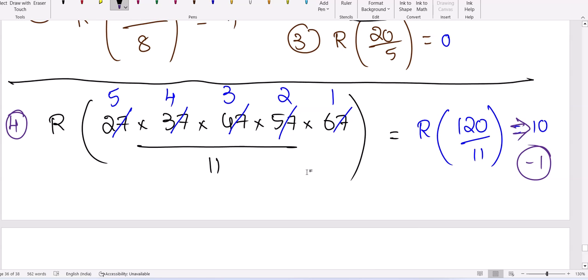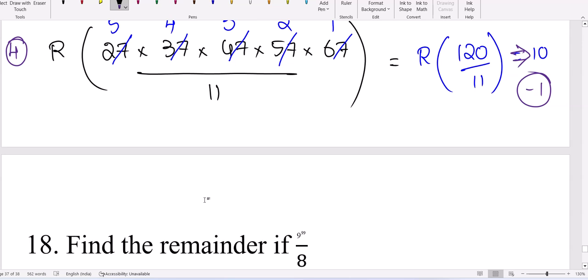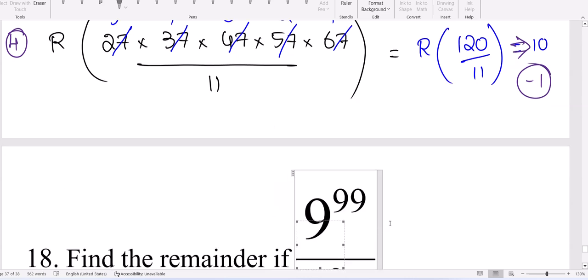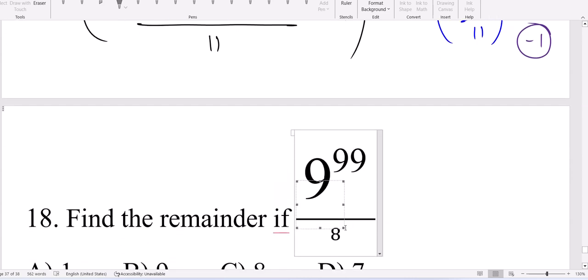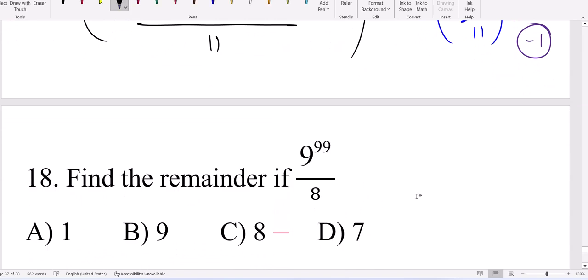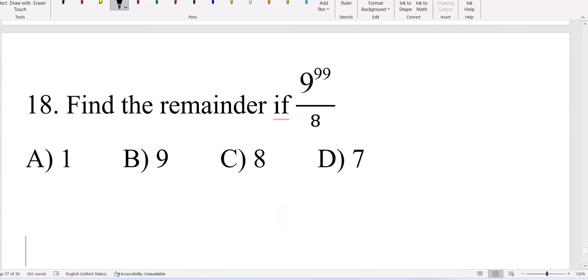Right, so see the next one. Straightforward, we'll go for the questions in our booklet, and see what level they're given. This is all basic, but here this is the question: 9 power 99, when it is divided by 8, what is the remainder?